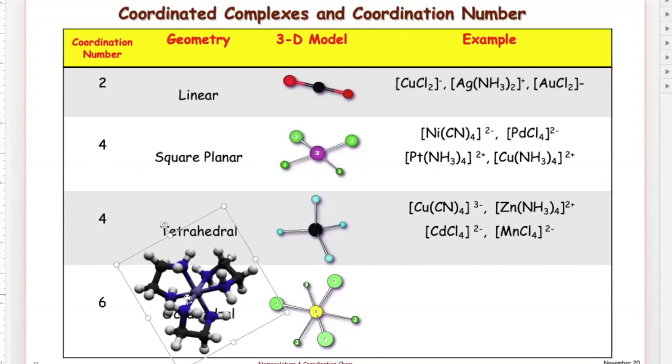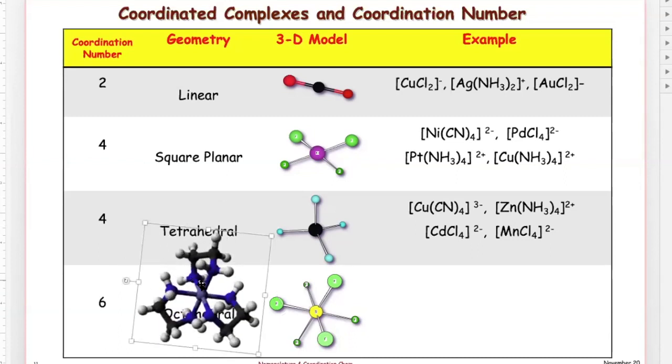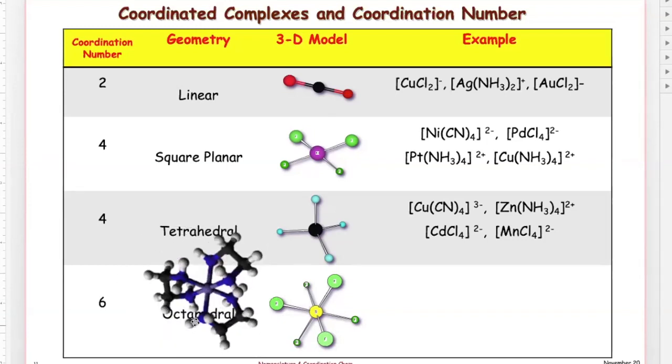Why? Because look at the way the center metal is bonding. It's got 4 in the equatorial plane, 1 on top and 1 on the bottom. But if we rotate this, then this might be the 4, and this might be on top, and this might be on the bottom. If we rotate this again, this might be the 4, 1, 2, 3, 4, and this might be on top, and this might be the bottom. The thing about the octahedral geometry is that all sides are identical.